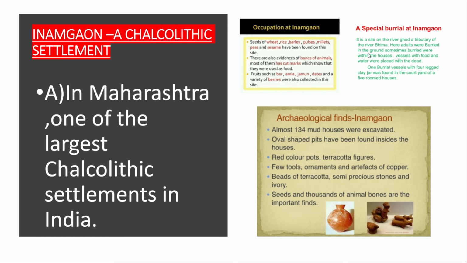The remains suggest that the people of Inamgaon grew wheat, barley, rice, millets, pulses, peas and sesame and collected fruits such as jujube, ber, Indian gooseberry, amla, jamun, dates and a variety of berries. Animals like cattle, buffalo, deer, sheep, goat, dog, etc. were known to them.